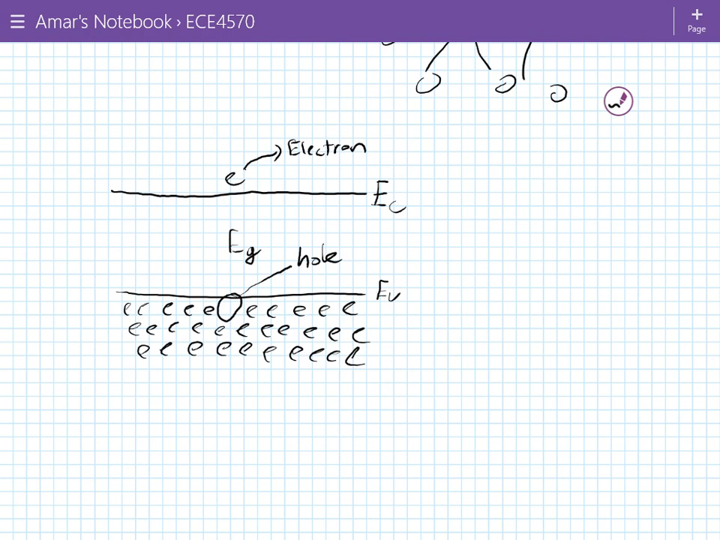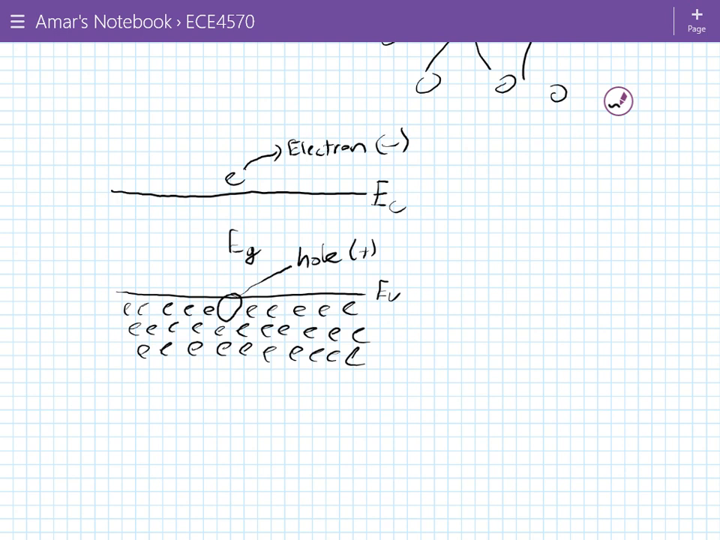So remember at the first lecture I said there's two types of charge carriers in semiconductors. There's an electron, which has a net negative charge, and we have a hole, which has a net positive charge. Why would a hole have a positive charge? It's a missing electron. Exactly.